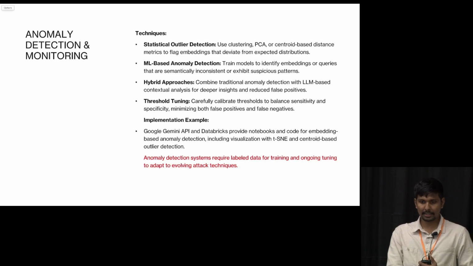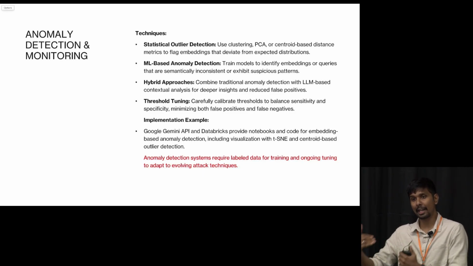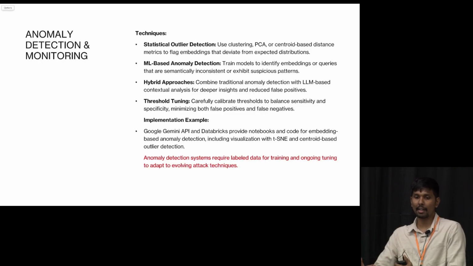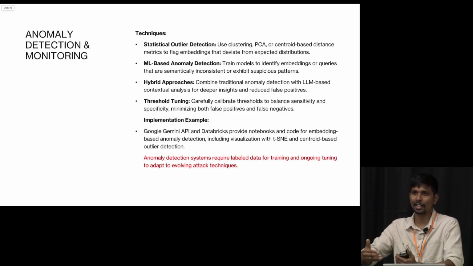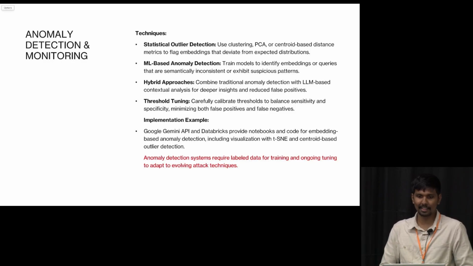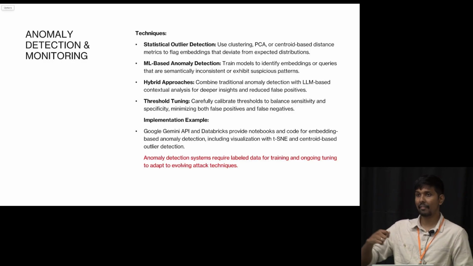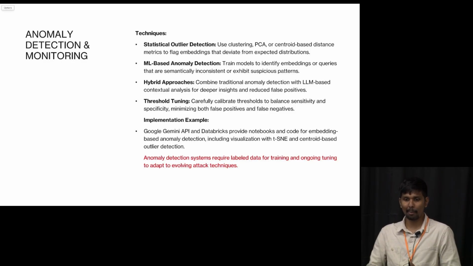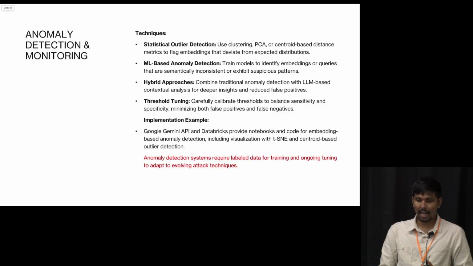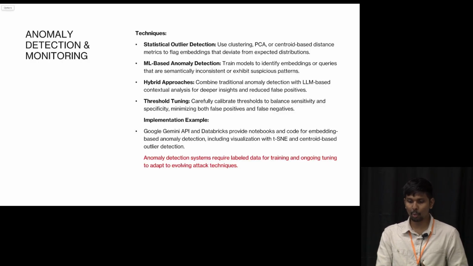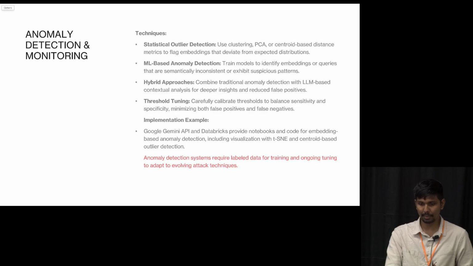There are statistical outlier detection methods, ML-based methods, and hybrid methods where you use the LLM itself to identify the patterns, whether we have actually retrieved something, whether it is a true positive or a false positive, things like that. So it is essential that when we are training these models, we are careful about calibrating the thresholds for false positives and false negatives. And there is an existing implementation where Google Gemini has provided an example for this as well.